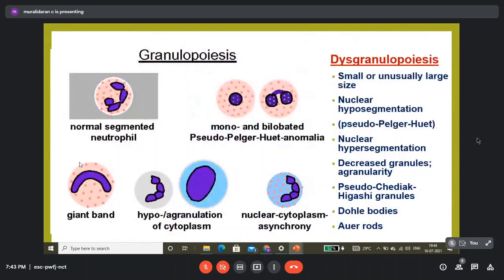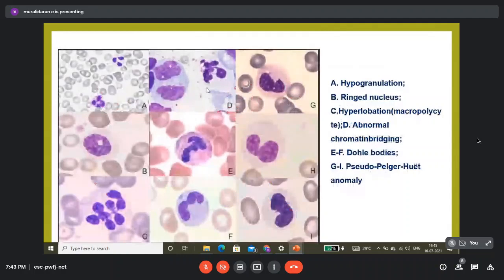And coming to dysgranulopoiesis, this is the criteria WHO mentioned. Generally we see small or unusually large myeloid series cells with nuclear hyposegmentation, which is called pseudo-Pelger anomaly, and nuclear hypersegmentation, decreased granules or abnormally large granules like Döhle bodies or pseudo-Chediak-Higashi granules, and any Auer rods in the myeloblasts. So this is the picture to show the same.